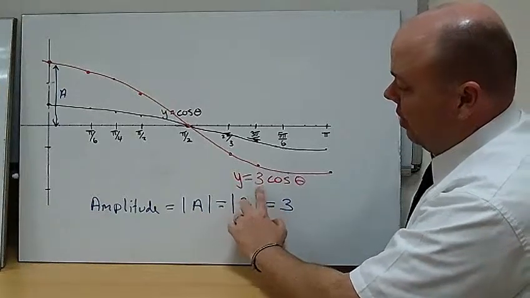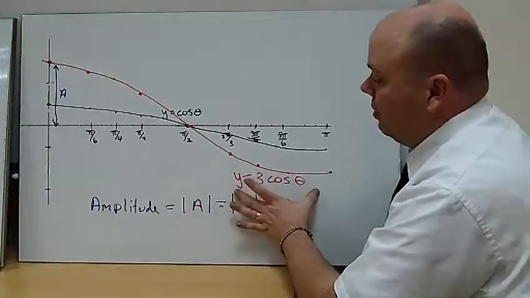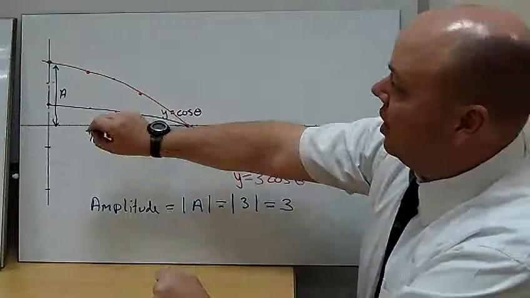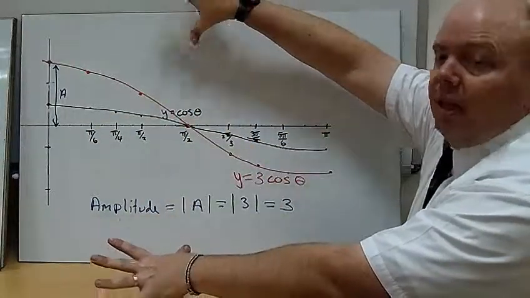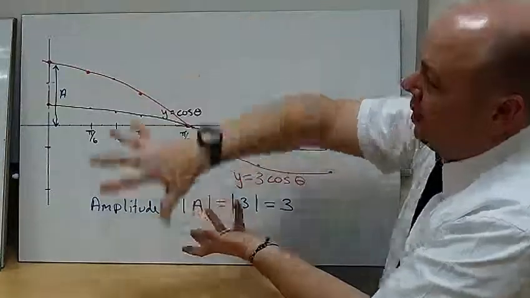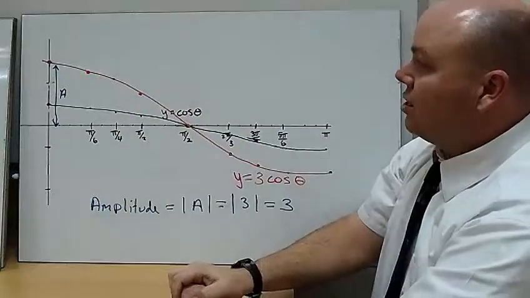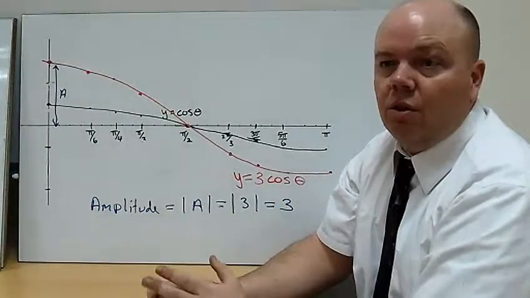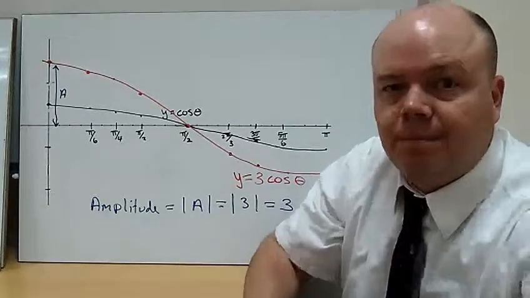In our case, a is equal to 3. So the absolute value of 3 is 3. So the amplitude of this graph is 3 units, whatever the units are. So again, the multiplying has the effect of stretching it vertically. If it's a negative, it reflects it first and then stretches it. Okay, so that's a brief introduction to what happens when you translate or dilate a sine and cosine graph.